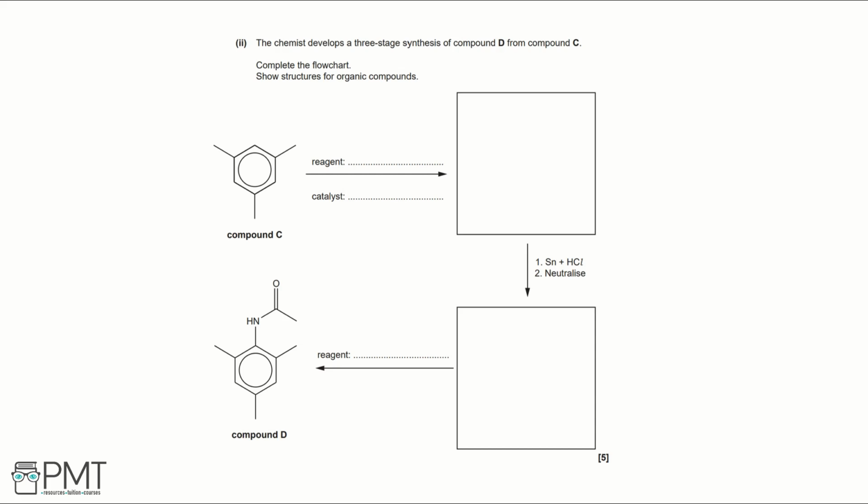So the first bit of this question is that tin and hydrochloric acid are very commonly used to go from a nitro group to an NH2 group, or an amine group. So that means we're going to have to form a nitro group from compound C. So if we draw out what we think the product should be, we're going to have everything mostly the same, except we've got this NO2 group here, or on any of the 3 carbons.